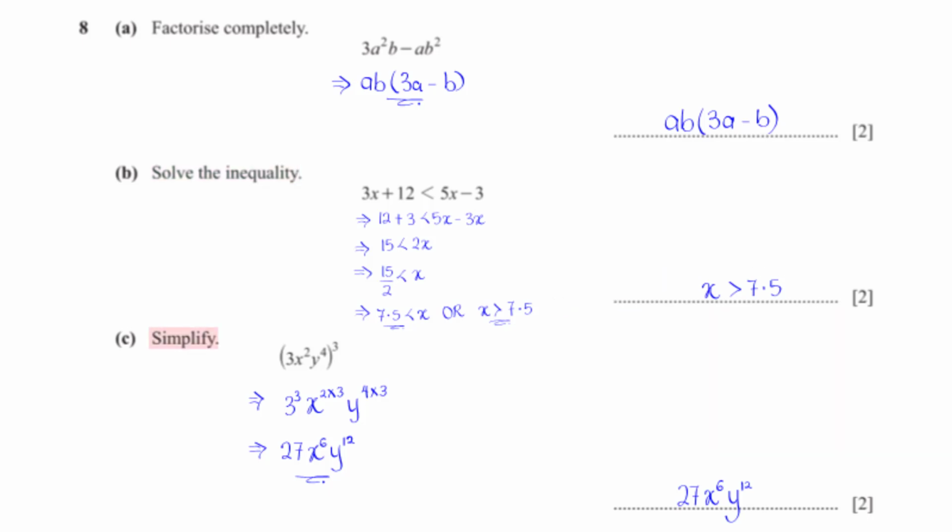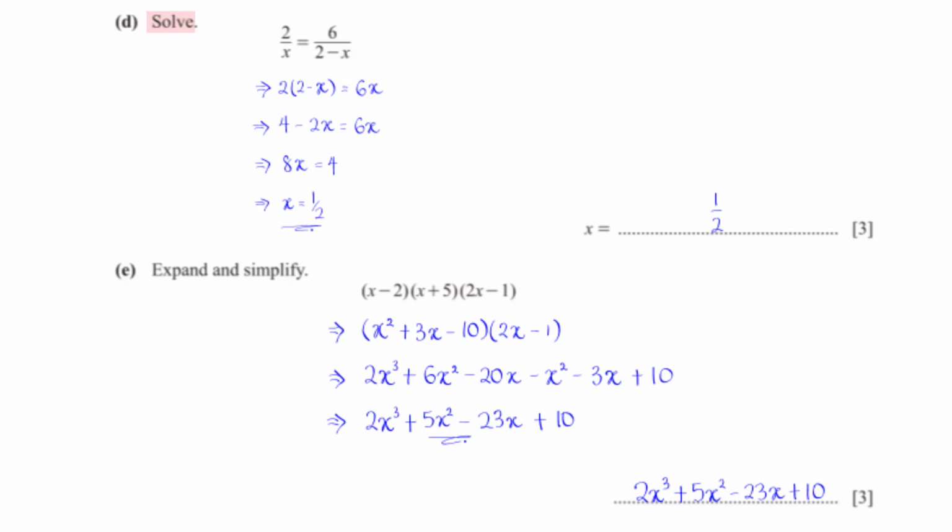Simplify. 3x squared y raised to the power 4, all cubed. This becomes 3 raised to the power 3, x raised to the power 2 times 3, and y raised to the power 4 times 3. 3 raised to the power 3 is 27. For the powers of x, we have 2 times 3, which is 6. And for the powers of y, we have 4 times 3, which is 12. So our final answer becomes 27x raised to the power 6, y raised to the power 12.